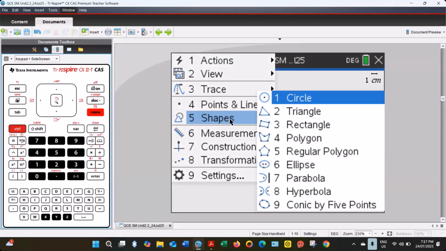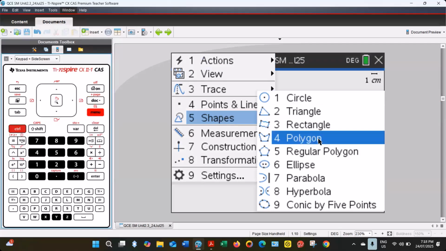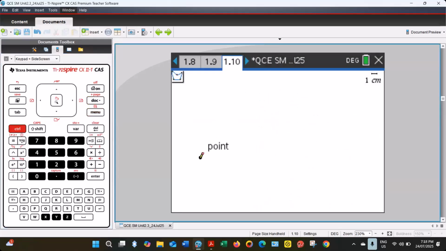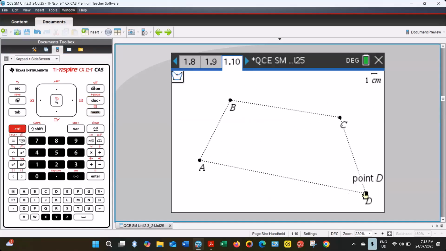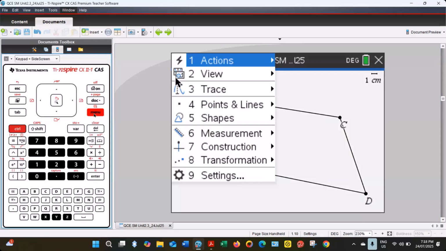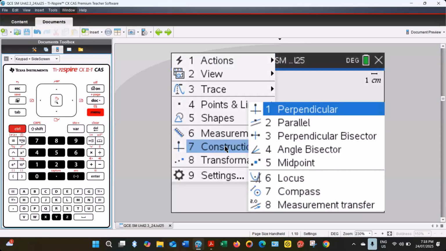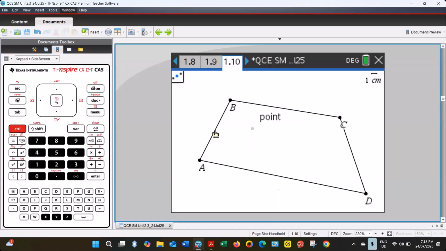So menu, shapes, polygon, and I don't want a regular polygon. So I'm not really worried. Now, to end the polygon, there are 2 ways. You can either go back to the start and click again, or you can double click on the last one. Either way, it knows that you're done. I want to put midpoints on each of those sides. So construction, midpoint.